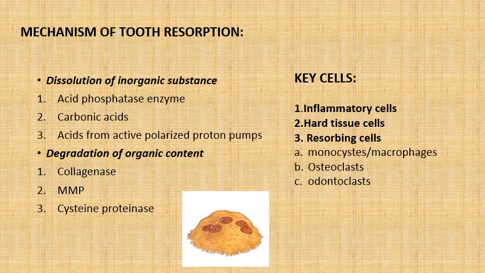Then the mechanism, as I already told, the various cells will come, osteoclast, odontoclast, giant cells, and they will keep degrading your inorganic and organic substance with the help of your collagenase, MMP, your carbonic acid. So much acid will be produced at that resorption site, because of which your root will keep on resorbing. Okay, the pH will be very acidic.